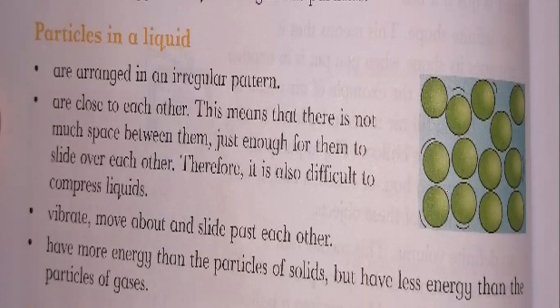The particles of the liquid vibrate, move about and slide past each other. But in the solid, they are tightly packed and only vibrate in their own place. But in liquid, the particles have some space, so that's why they can slide past each other.